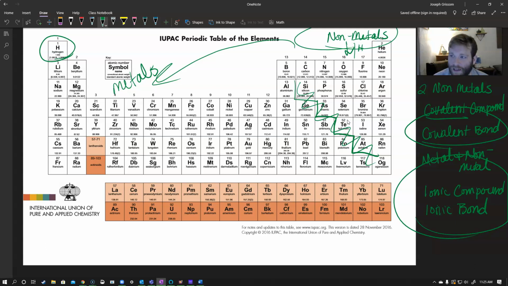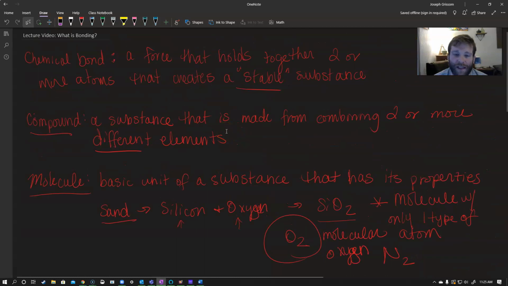So if you've got questions about the basics of bonding, the thing that we need to know and remember is that a chemical bond is just where we use a force to bring together two different elements, or two of the same element, to create some kind of substance that's going to have individual properties. We call those compounds. A compound is when we have two or more different elements put together to create something. And a molecule is just the basic unit of something that has its individual properties, that shows what it is.